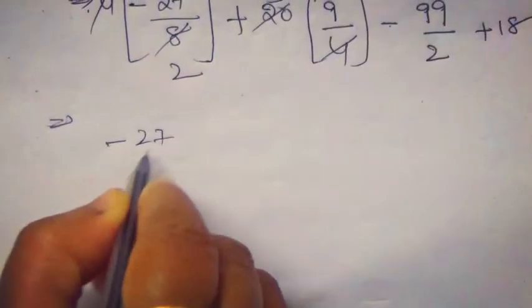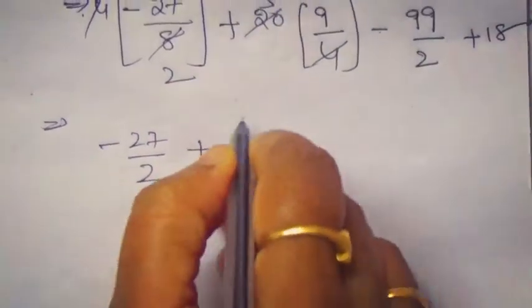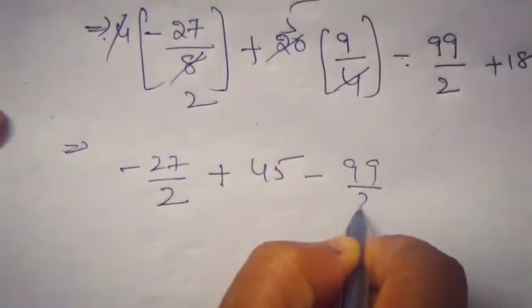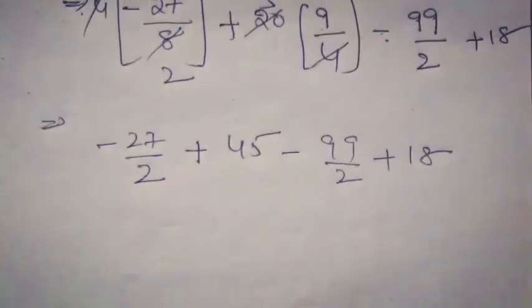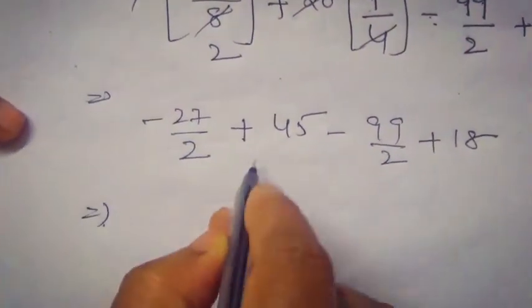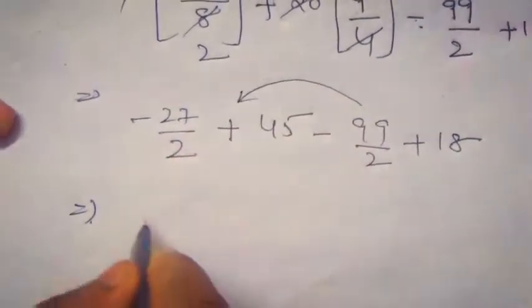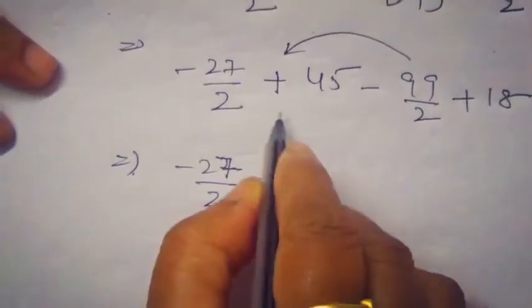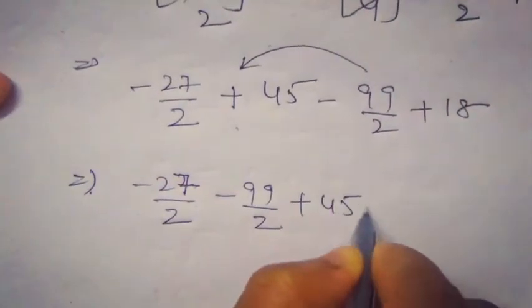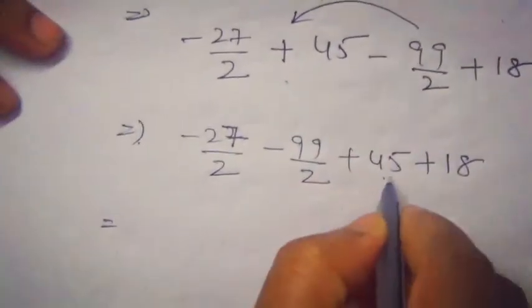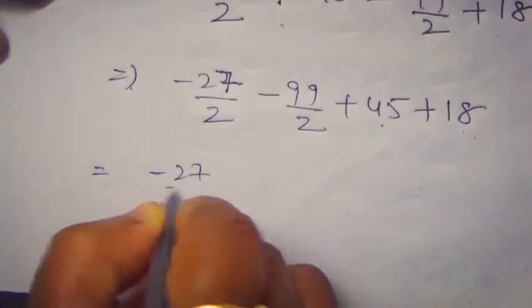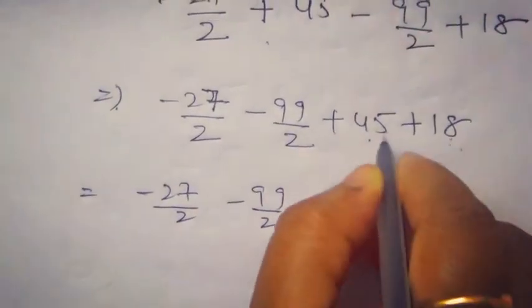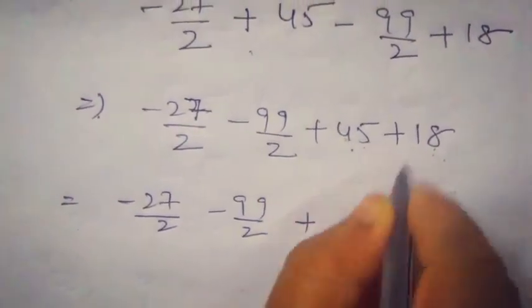So minus 27 by 2 plus, here 9 fives are 45. Okay, minus 99 by 2 plus 18, that is equal to... So you just write here minus 27 by 2 minus 99 by 2 plus 45 plus 18. So the addition of these two: minus 27 by 2 minus 99 by 2, plus the addition of these two: 45 plus 18 is 63.